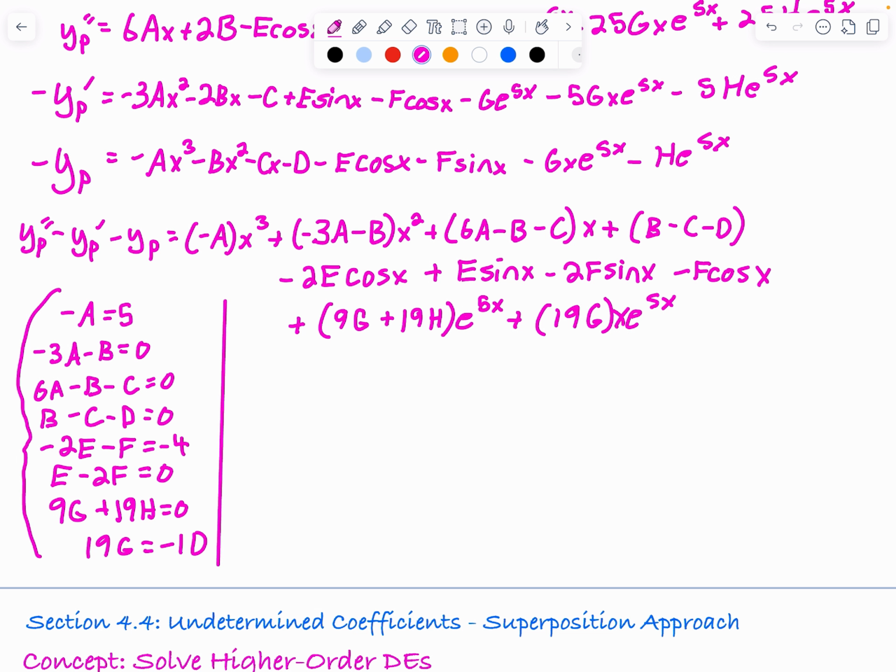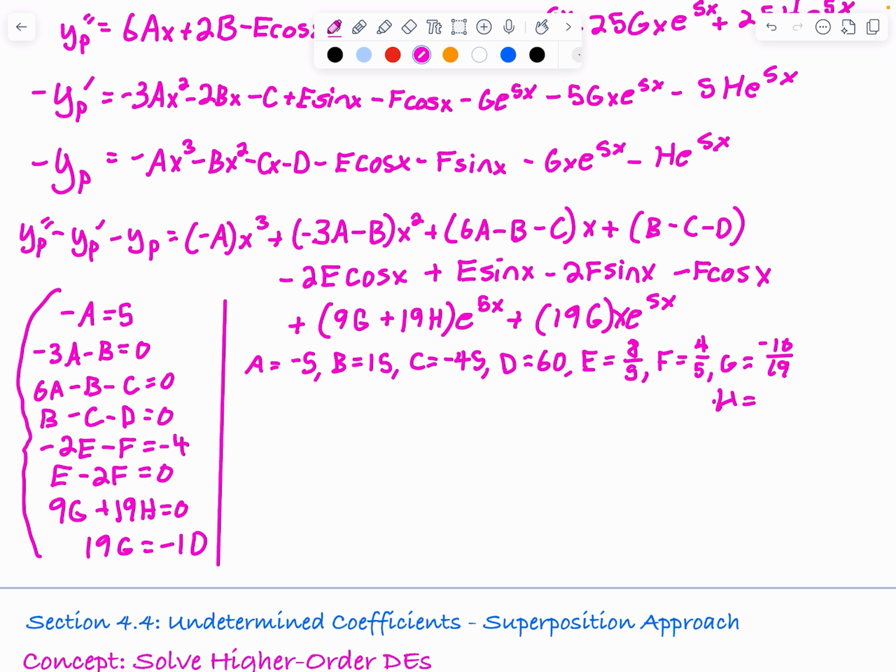So here we go. I'm going to list these off. A equals negative 5. B equals 15. C equals negative 45. D equals 60. E equals 8 over 5. F equals 4/5. G equals negative 10 over 19. And then H equals 90 over 361. So if you use your calculator, you're going to have to figure out how to get those back from decimals. You could just use the math track option.